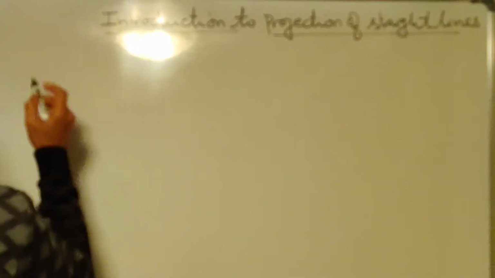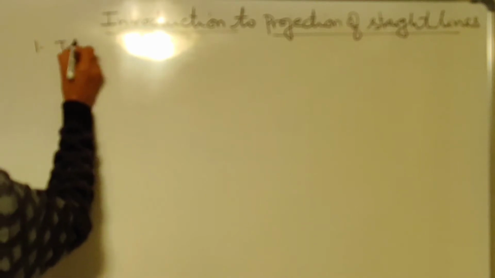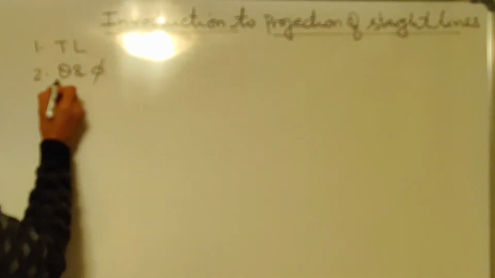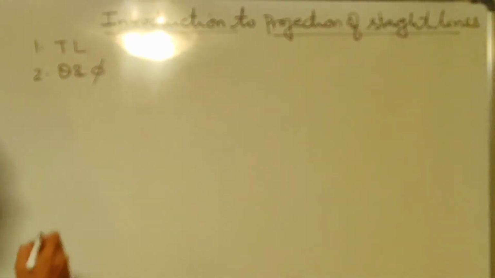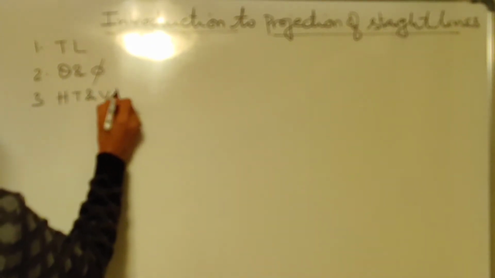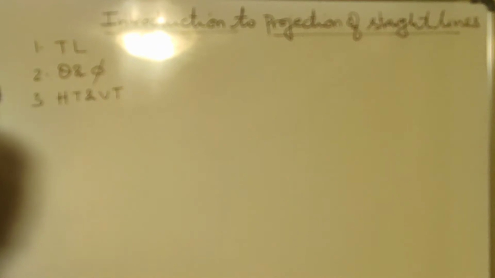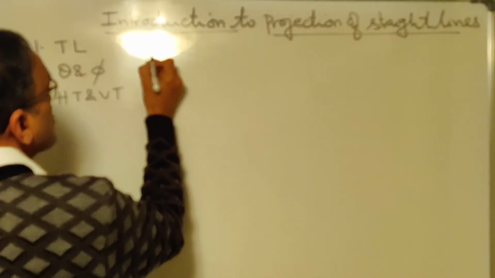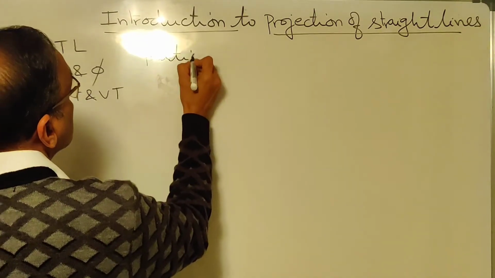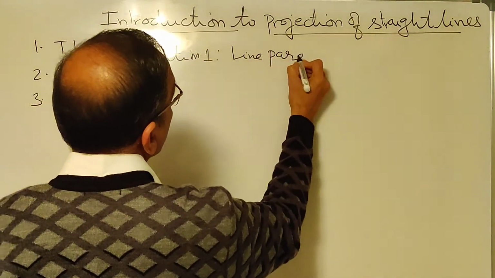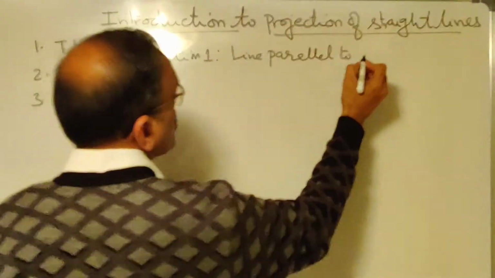What you are going to find? The first thing is true length, TL. The second is you will find theta and phi. Theta is inclination of the line with HP, phi is inclination of the line with VP. And then you will also find HT and VT, horizontal trace and vertical trace. Now let me take the first position of the line. I'll call it as position 1. What is position 1? Line parallel to both HP and VP.